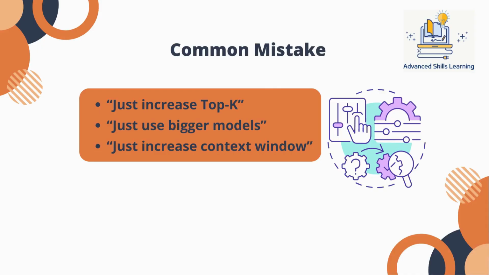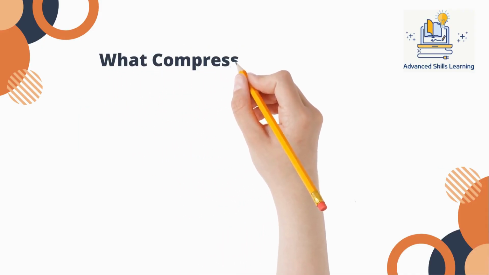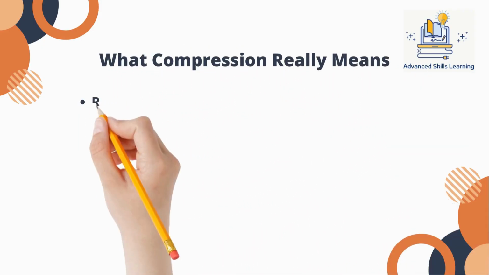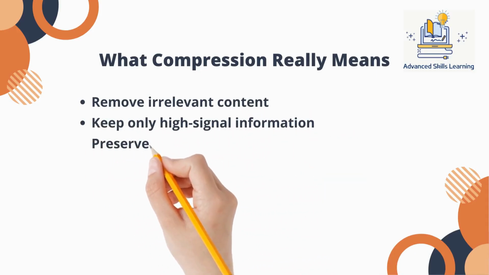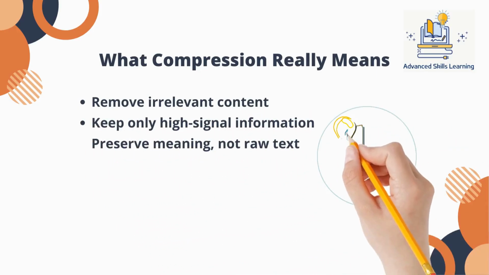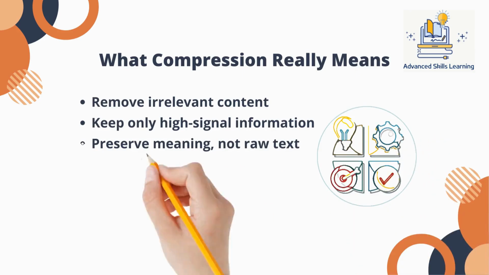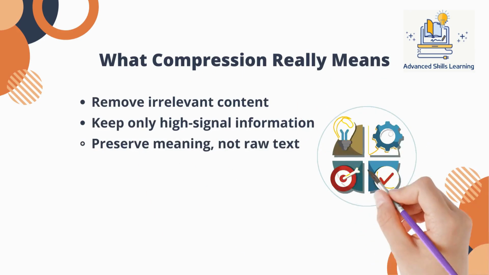This is where context compression comes in. Compression is not about shrinking text blindly. It is about removing irrelevant content and preserving high signal information. The goal is to give the model less, but better input. Think of compression as improving signal-to-noise ratio rather than just reducing size.